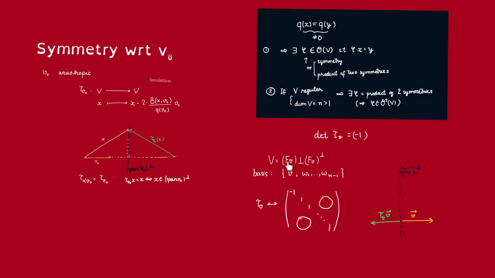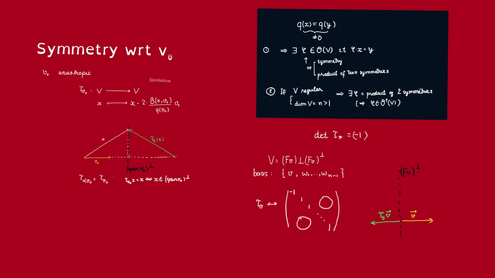Since v spans a regular subspace, no vector in the span of v can be orthogonal to v, because the norm of v is non-zero. So we have the following decomposition, meaning that we can choose a basis of V involving v and then vectors that are orthogonal to v. Observe that in this basis, the symmetry tau_v has this matrix.